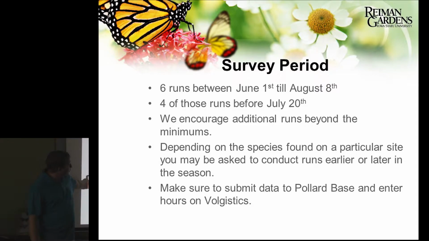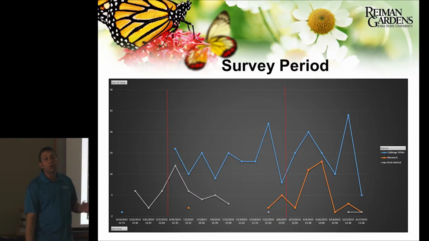And then when you get your surveys done, make sure you're submitting those into Pollard Base. The sooner you submit them, the sooner we can start looking at them, and we can maybe see trends, or if there's a peak year in butterflies, then we can let other people know about it and maybe encourage them to make sure they get out and try and catch that peak if it's at their location as well. So it can be entered end of year, that's fine, but if you enter it sooner, we start looking at it sooner. So here is some data from 2015.